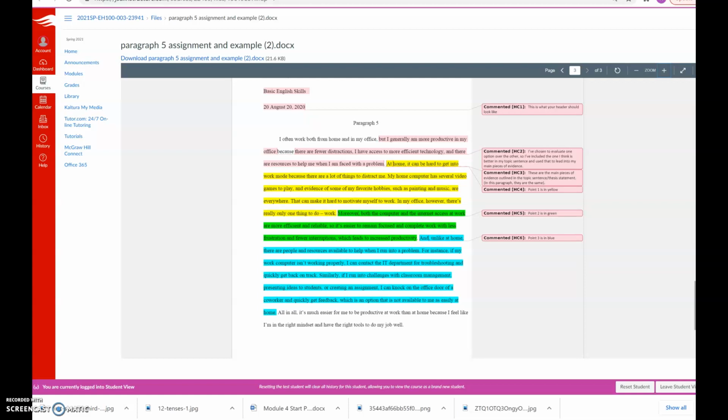And then I'm going to end with a transition sentence. All in all, it's much easier for me to be productive at work than at home because I feel like I'm in the right mindset and have the right tools to do my job well. So that's summarizing what I've said in the paragraph and why it's important.